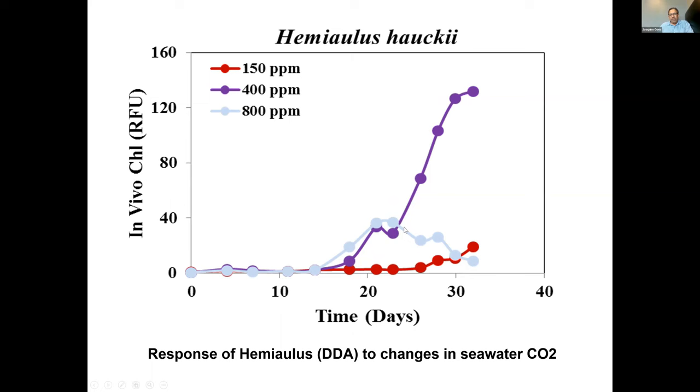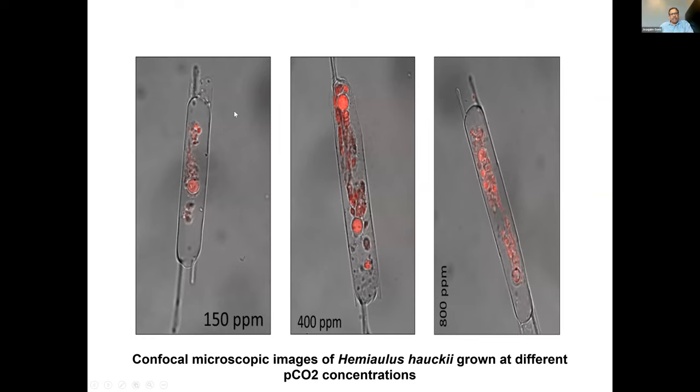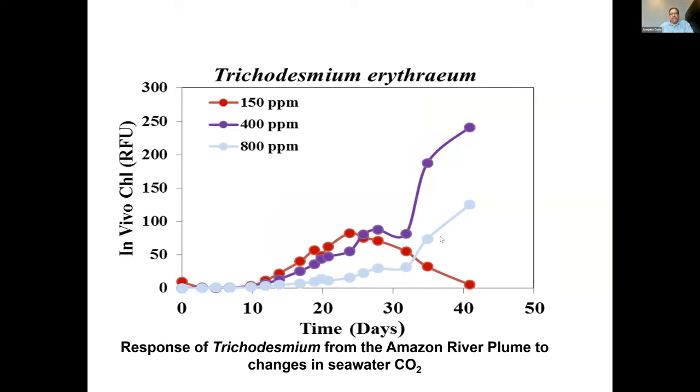And if you look at this organism, Hemiaulus, under the microscope, you can see their population of Richelia, the cyanobacteria within them, did look best at 400 ppm, but at low concentrations of CO2 and high concentrations, it didn't do well. And this is for Trichodesmium. You could see that it did well at 400 and also at 800 ppm, but at low PCO2 concentrations, it didn't do well.